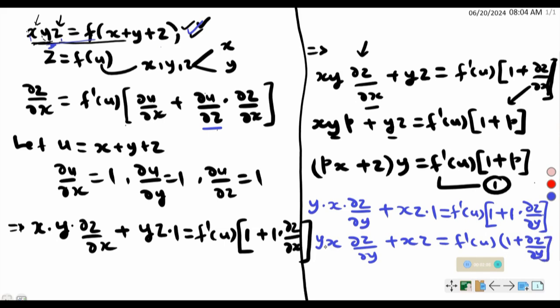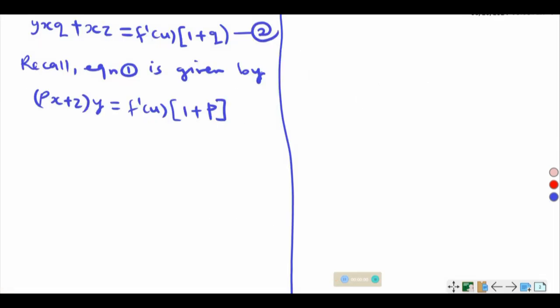So that is what we shall have, but still we can simplify this one further. Where there is del z, del y, we shall simply put a q. Remember, q represents del z, del y. And this one will give us, clearly, xyq plus xz, which is equal to f derivative of u into 1 plus q.